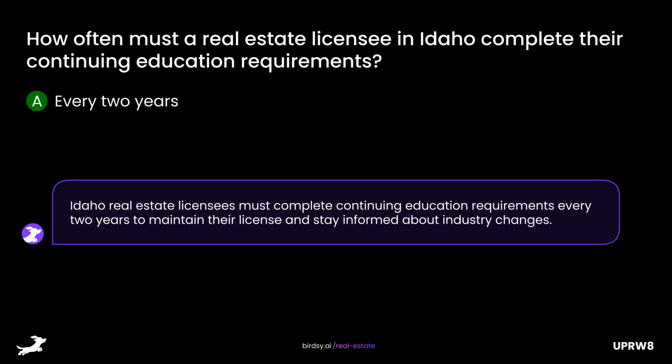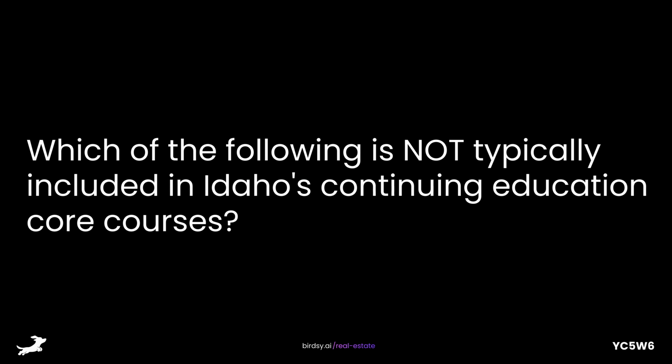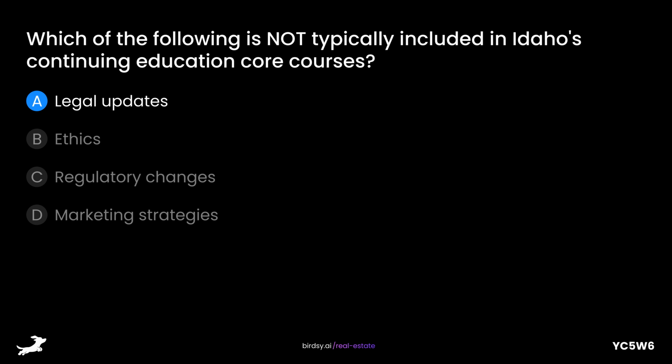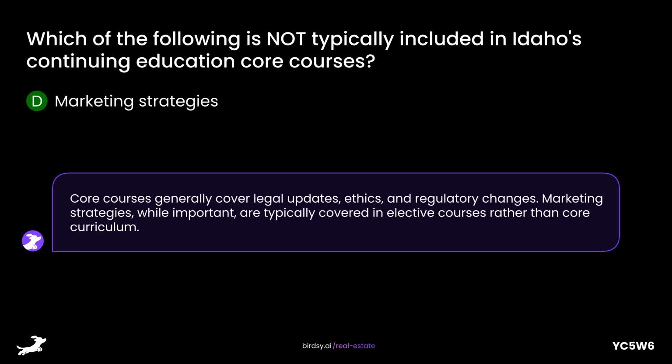Which of the following is not typically included in Idaho's continuing education core courses? Is it A, legal updates, B, ethics, C, regulatory changes, or D, marketing strategies? The answer is D, marketing strategies. Core courses generally cover legal updates, ethics, and regulatory changes. Marketing strategies, while important, are typically covered in elective courses rather than core curriculum.